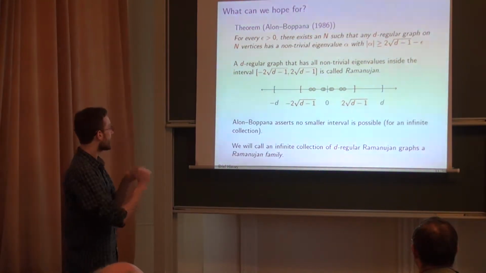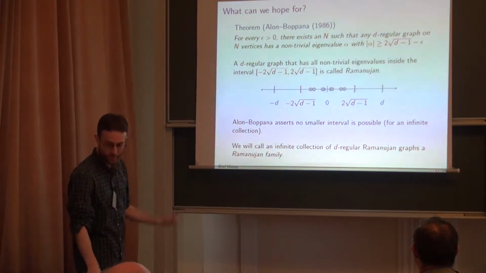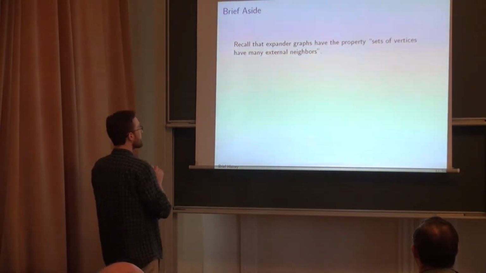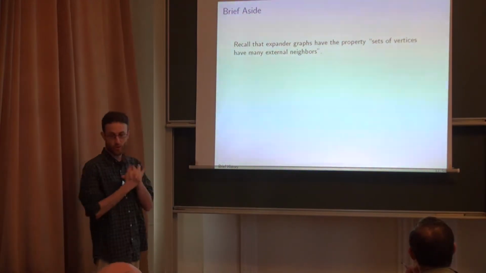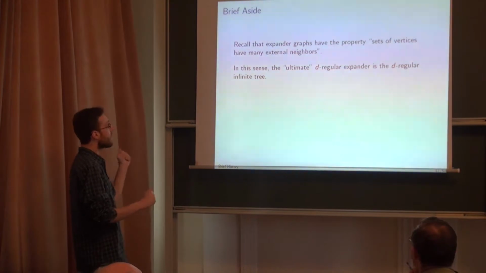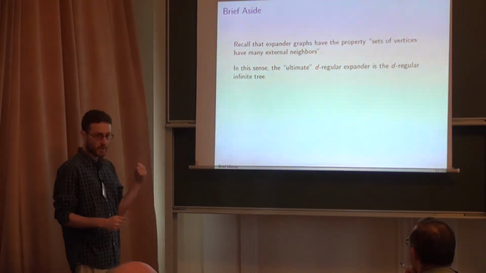So we will call an infinite collection of d-regular Ramanujan graphs a Ramanujan family. A brief aside: recall that expander graphs have this property that sets of vertices have many external neighbors. In this sense, the ultimate d-regular expander is the d-regular infinite tree. Okay?